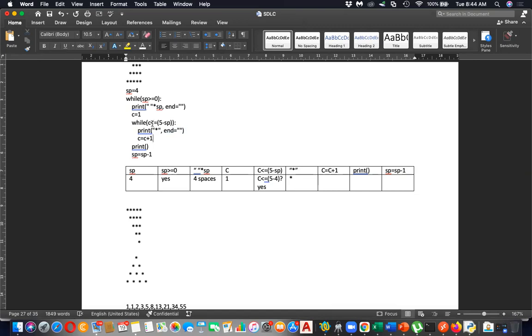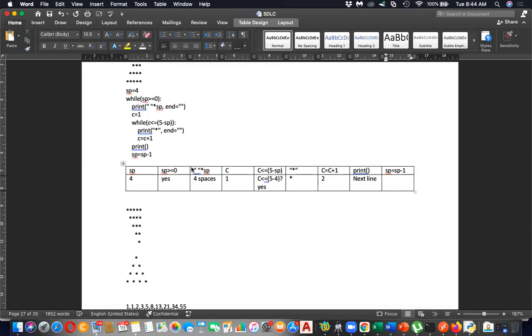Is 2 less than or equal to 1? The second time, it will check with the 2. 2 less than 1? No. So this while loop will run only one time. So you will get only 1 asterisk. C equals C plus 1 means 2. Now 2 is not less than 1. Therefore, this will run only one time. And then it will print the next line.